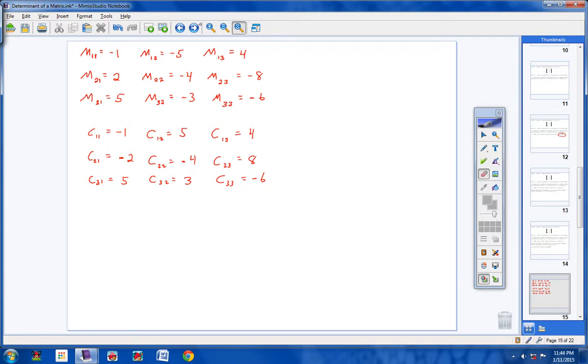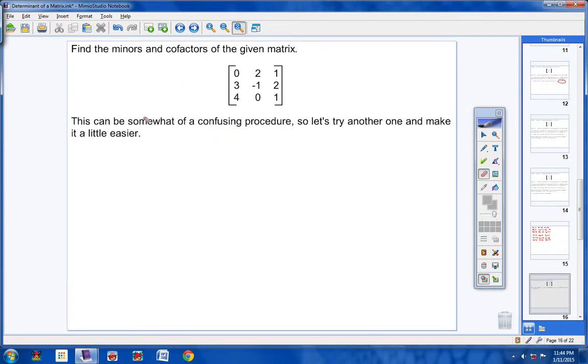All right. Okay, moving on. Now, this can be somewhat of a confusing procedure, so let's try one more and let's make it a little easier, okay? Let's try a 2x2. So go ahead and copy that down, and let's quickly find the minors and the cofactors of this matrix, okay? So here we go. We're going to start off with M11. That's row 1, column 1. So cross that off, and you're left with one number, so there's really no determinant to find. So M11 is just 10.